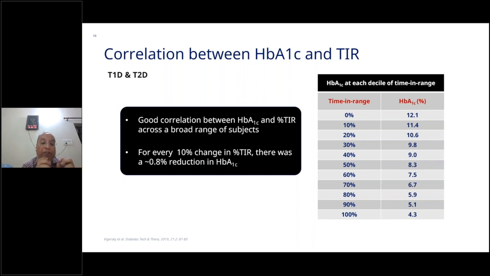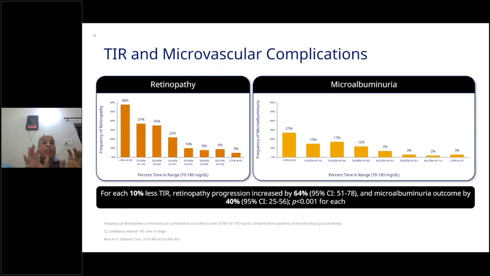Also, for every 10% change in time in range, there is approximately 0.8% change in HbA1c. So if it increases from 70 to 80, your HbA1c is improved from 6.7 to 5.9. On the other hand, if time in range is decreased from 70 to 60, your HbA1c is proportionately changed by around 0.8%.